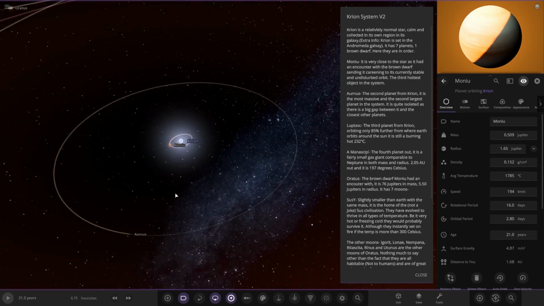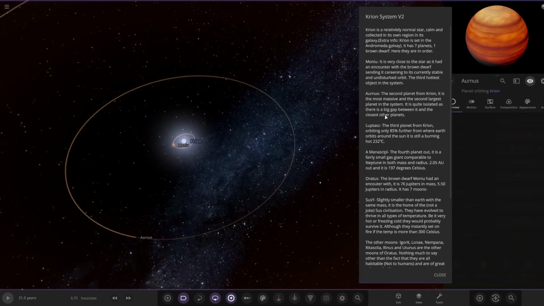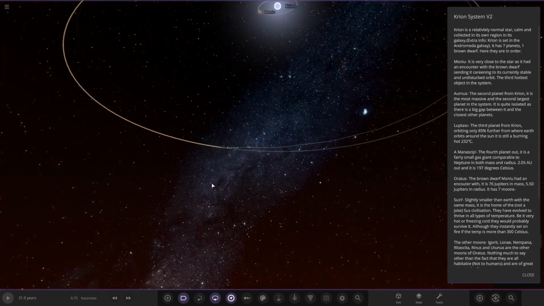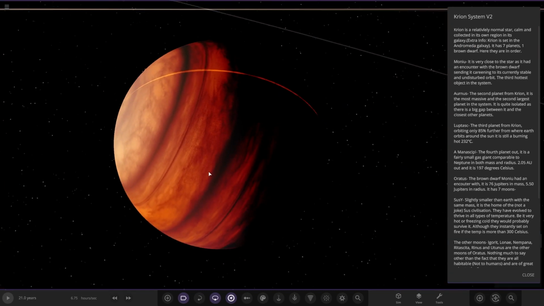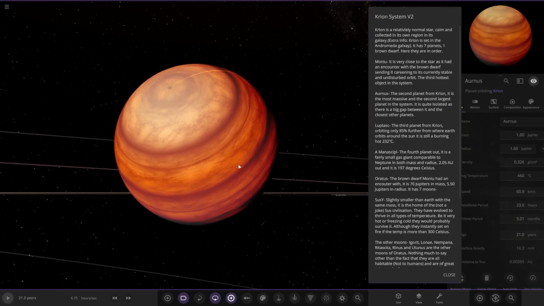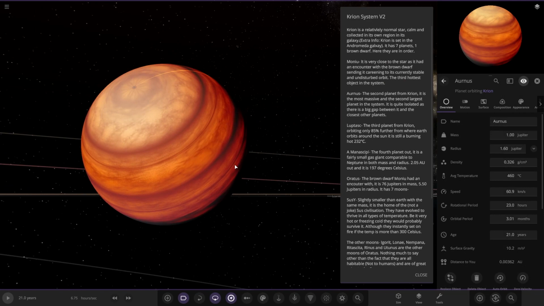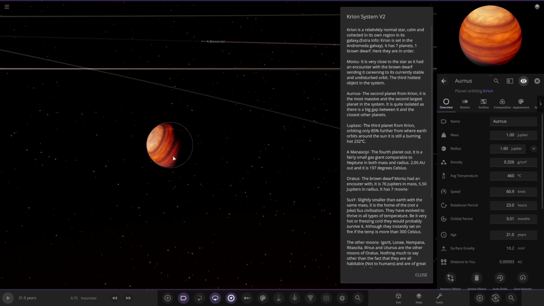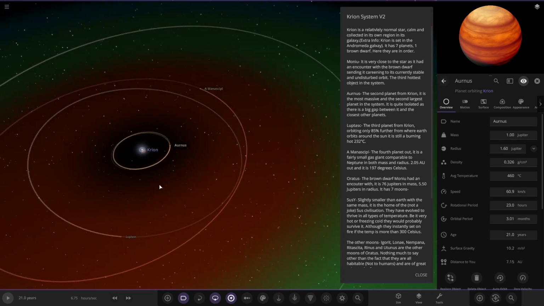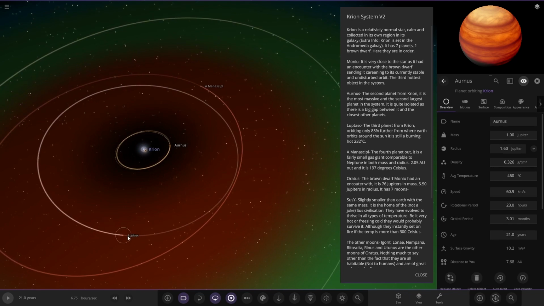Looking good. Next up we have Ornus over here. So, the second planet from Cryon, it is the most massive and second largest planet in the system. It is quite isolated as there's a big gap between it and the other close planets. Yeah, as we can see, there's a really big jump there.